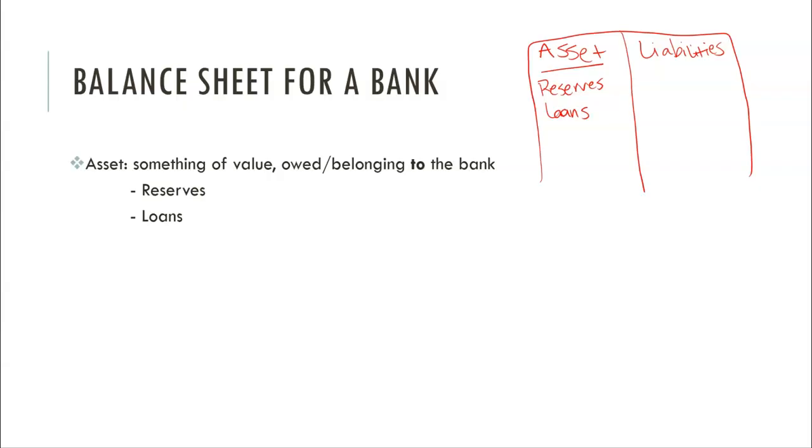So the bank lends me money to buy a car. That loan that they own is an asset because they're collecting interest on it. It's going to get paid back. I owe that back to them. If I don't pay, they can then come take my car away from me, so it's something of value.